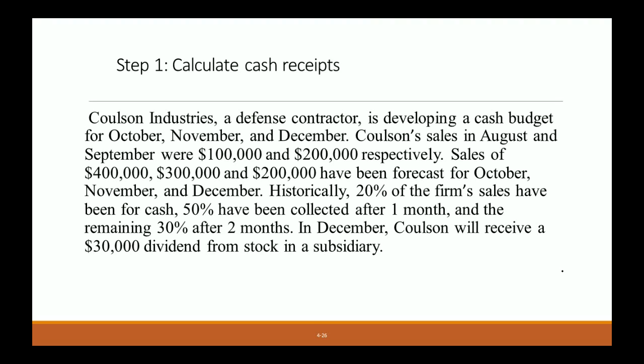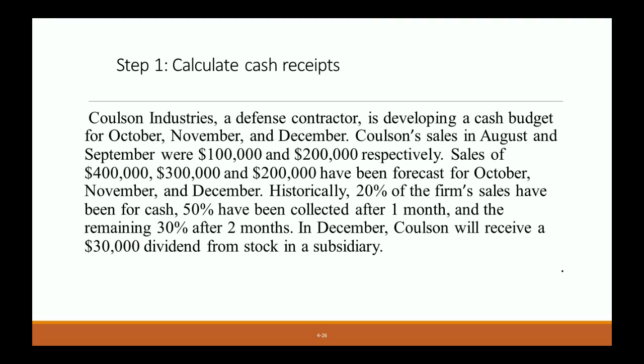And so for Colson Industries, they're a defense contractor. They're developing a cash budget. They had sales in August and September of 100,000 and 200,000. And they have forecasted sales in October, November, and December of 400,000, 300,000, and 200,000. Historically, 20% of the firm's sales have been for cash, 50% have been collected 1 month after sale, and the remaining 30% 2 months after sale. In December, Colson Industries will also receive a $30,000 dividend from stock in a subsidiary.